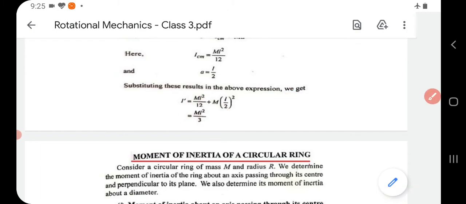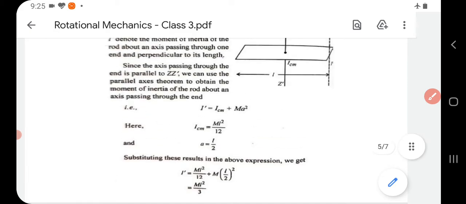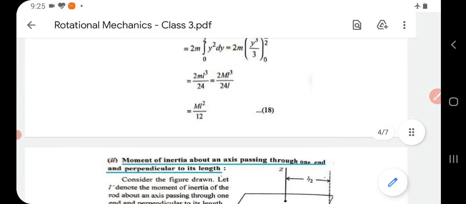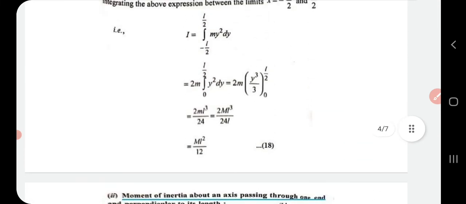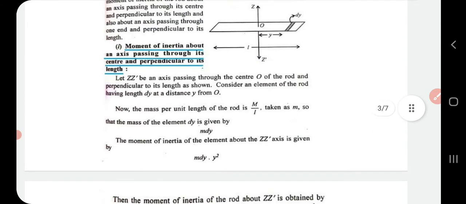So the moment of inertia about an axis passing through the center is ML square by 12, and the moment of inertia about an axis passing through one end is ML square by 3. This is the case of the thin rod. All these derivations are very important. You have to study them very well, understand the difference, draw the diagram, explain it very well and prove it.